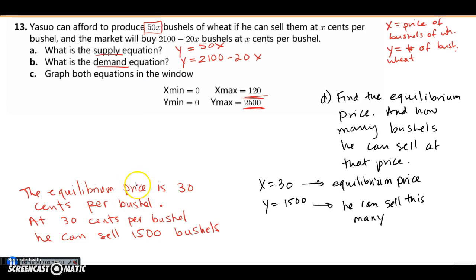Okay, so let's go state exactly what we found. The equilibrium price is 30 cents per bushel. I have to go back and make sure I wasn't getting sloppy in my interpretation. It says x cents per bushel. So the equilibrium price is 30 cents per bushel. And at 30 cents per bushel, he can sell 1500, because that stood for the number of bushels of wheat, 1500 of them.